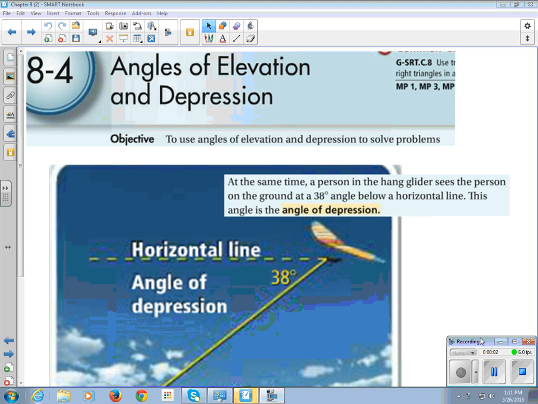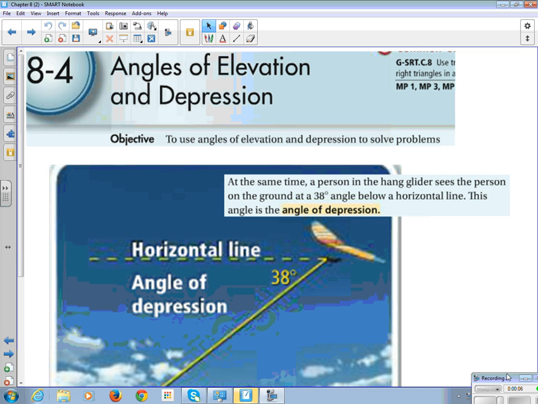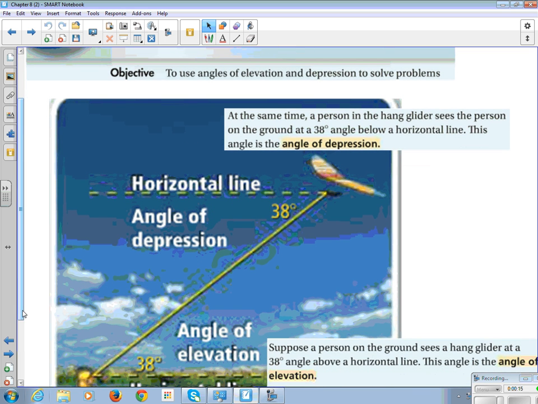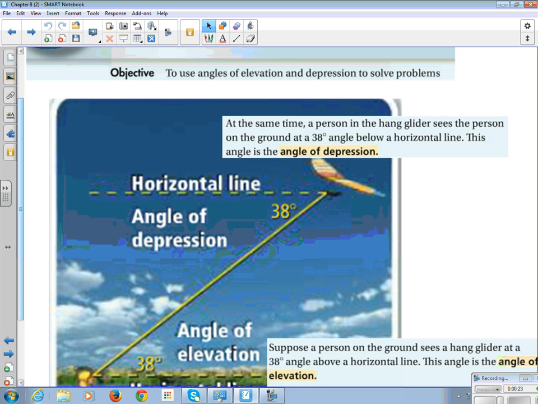All right, so this is Chapter 8, Section 4, Angles of Elevation and Depression. Our objective is to use angles of elevation and depression to solve problems. I liked the picture better than any of the word definitions, so I did pull the word definition out.